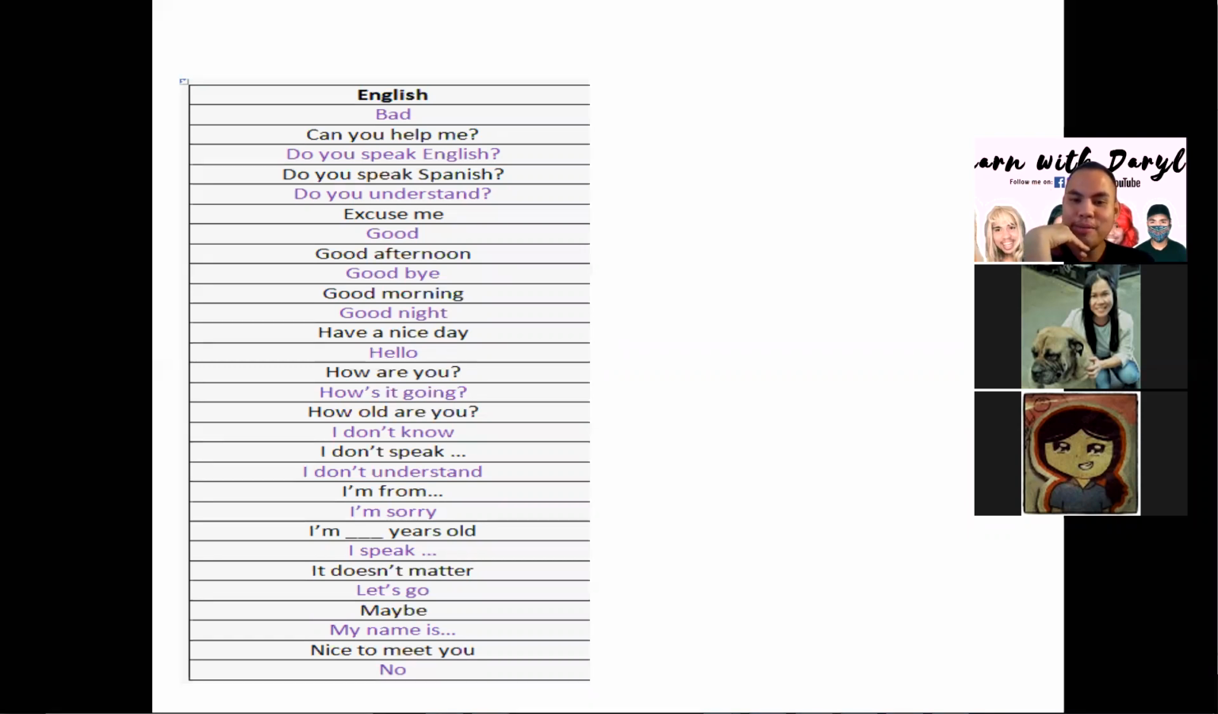How old are you? ¿Cuántos años tienes? Okay. ¿Qué edad tienes? Okay, another variation from Xavier, sorry. ¿Cuántos años tiene usted? You can also say that.